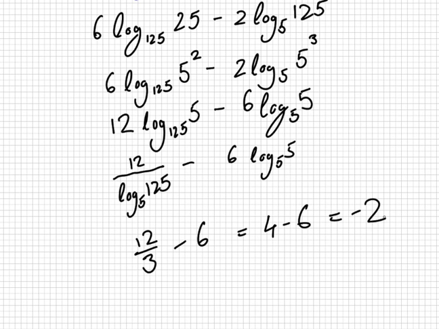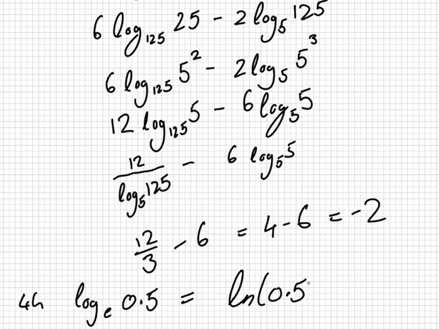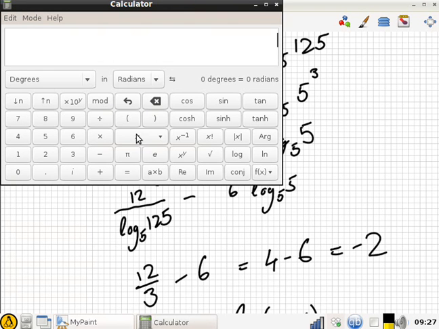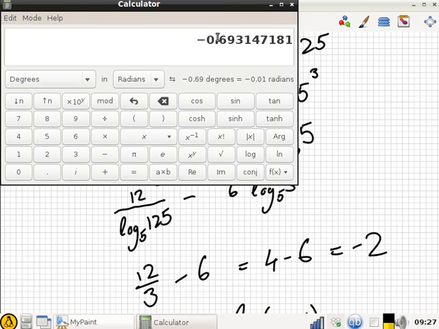Same page? Are you sure? It's not working. Maybe it's not matching up with the back, is it? Okay. 4H. Log e 0.5. So on your calculator, that's ln 0.5. Matching up, I think. Yeah, it's okay.